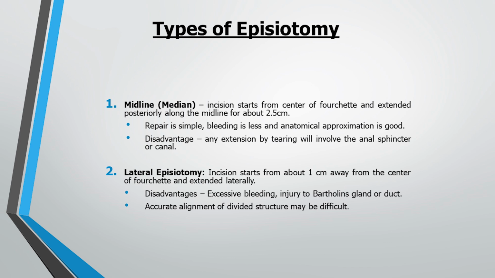The incision starts about 1 centimeter away from the center of the fourchette and is directed laterally. In this process, a lot of tissues could be cut. There could be a lot of bleeding, and there could be injury to the Bartholin's gland or duct.